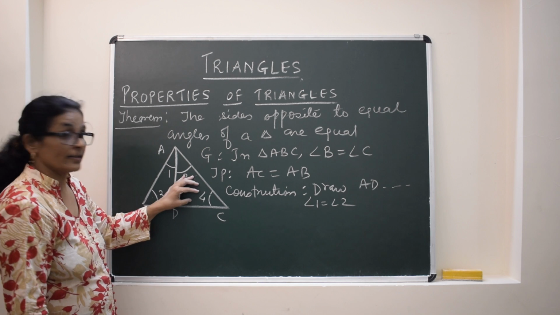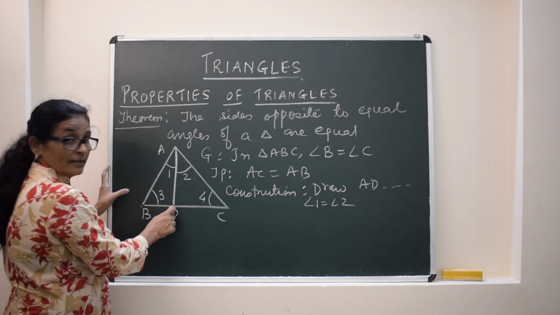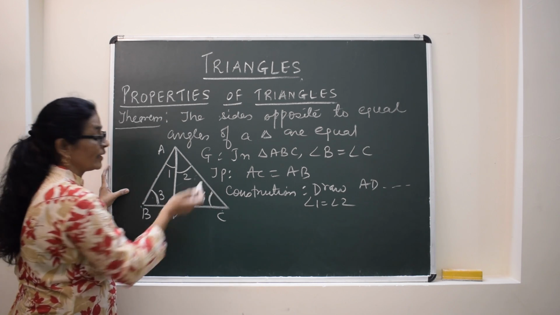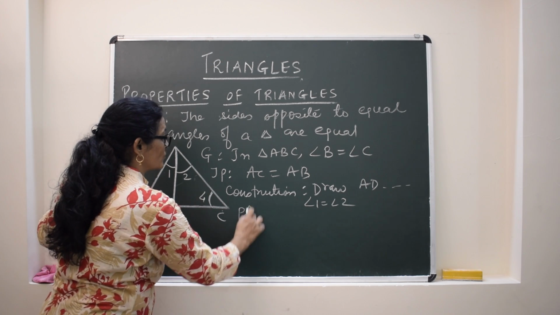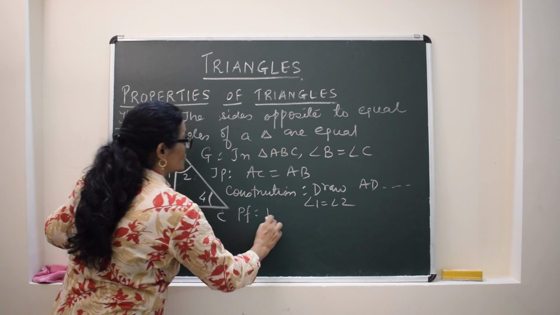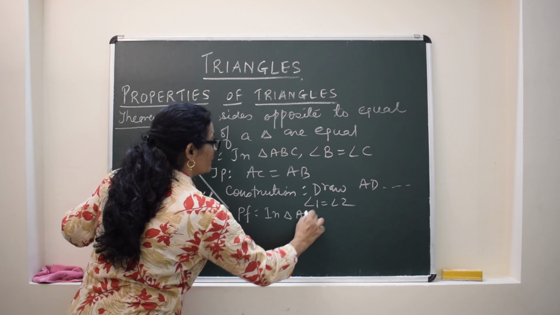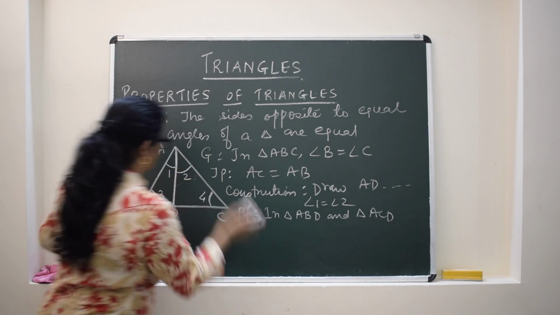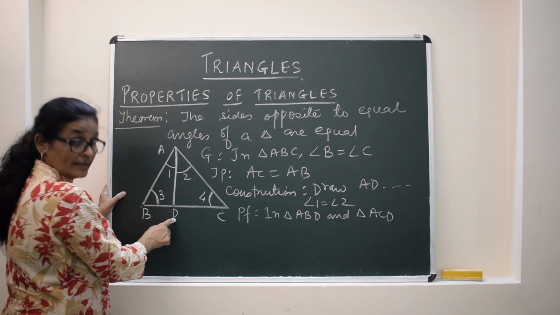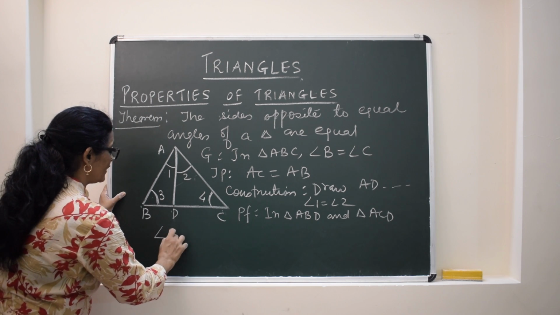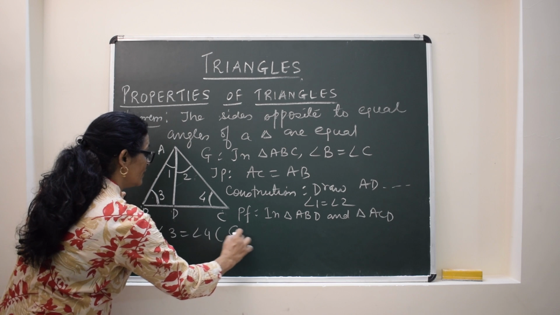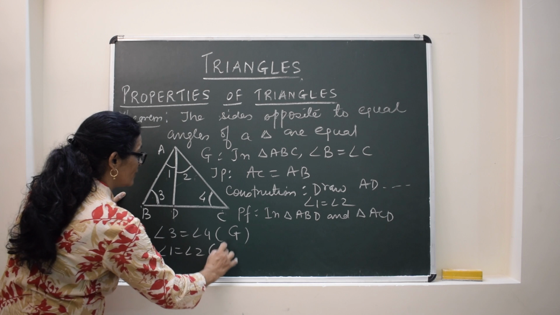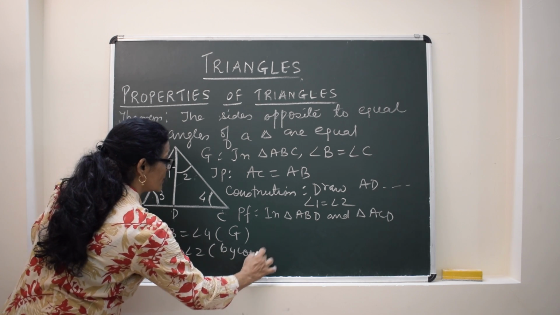Now look at these 2 triangles. Triangle ABD and ACD. What is given? Angle 3 is equal to angle 4. So first we will write the triangles which we have to take. So in triangle ABD and triangle ACD, what is given to us? Angle 3 is equal to angle 4 is given. And angle 1 is equal to angle 2 is by construction.